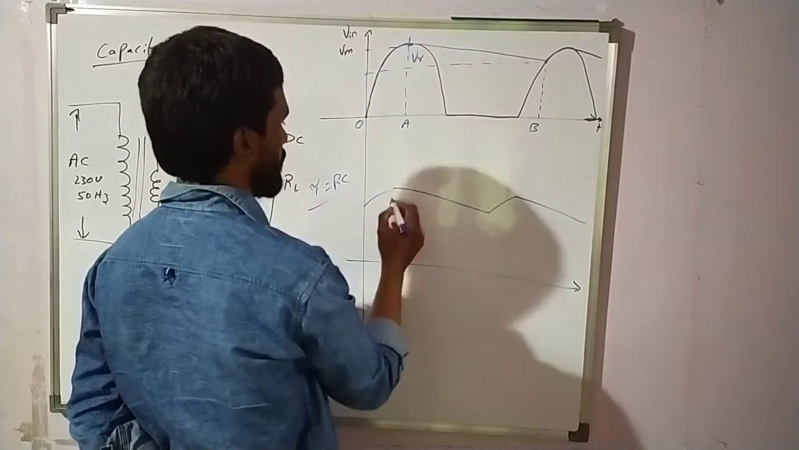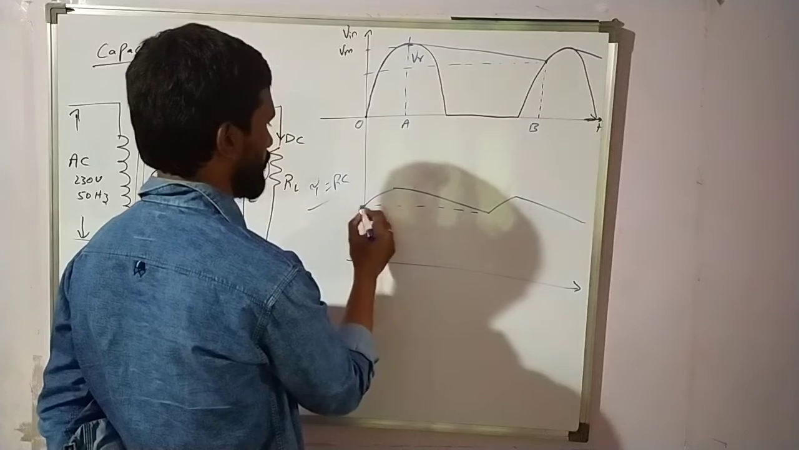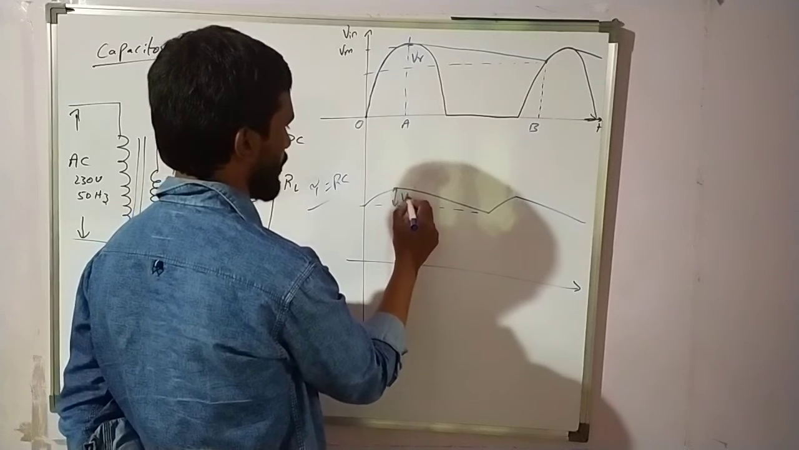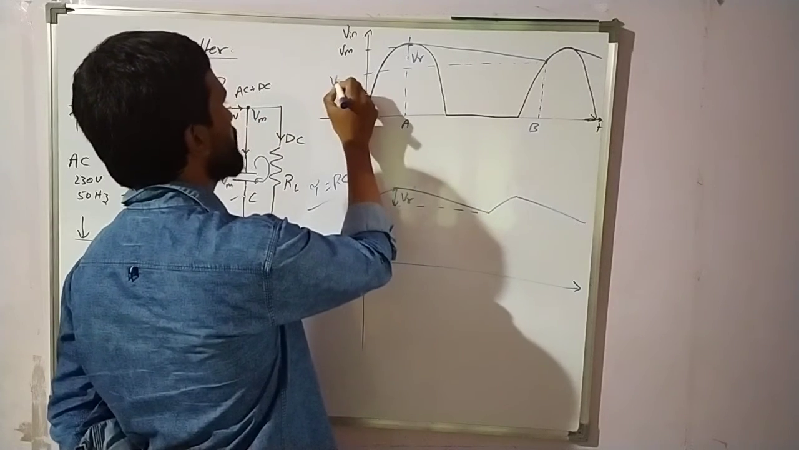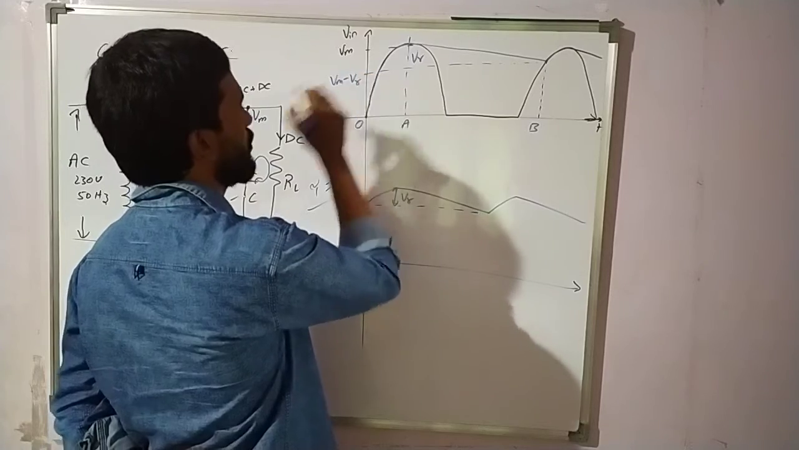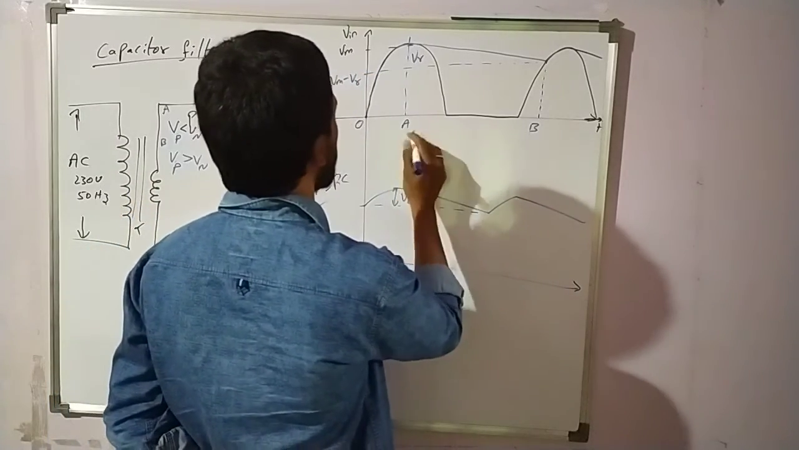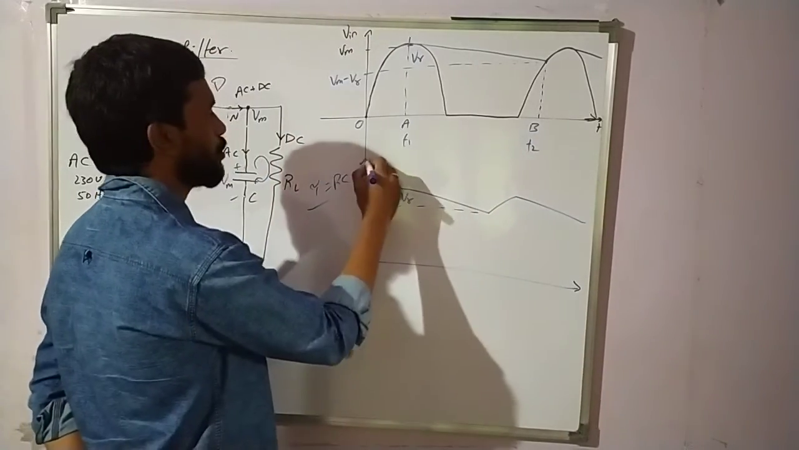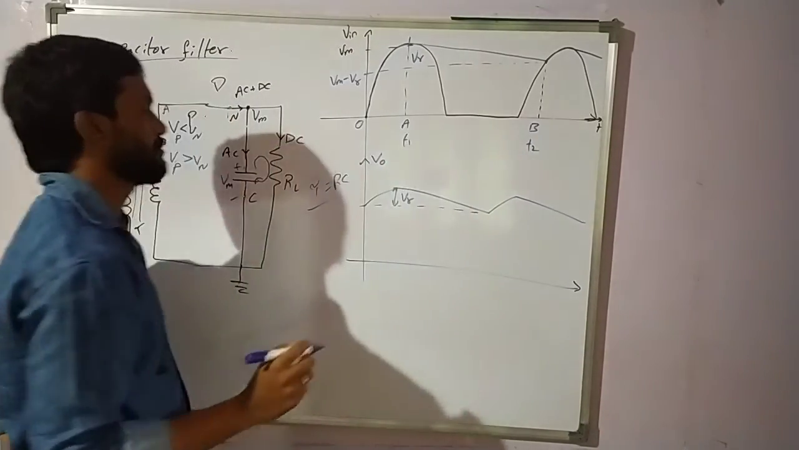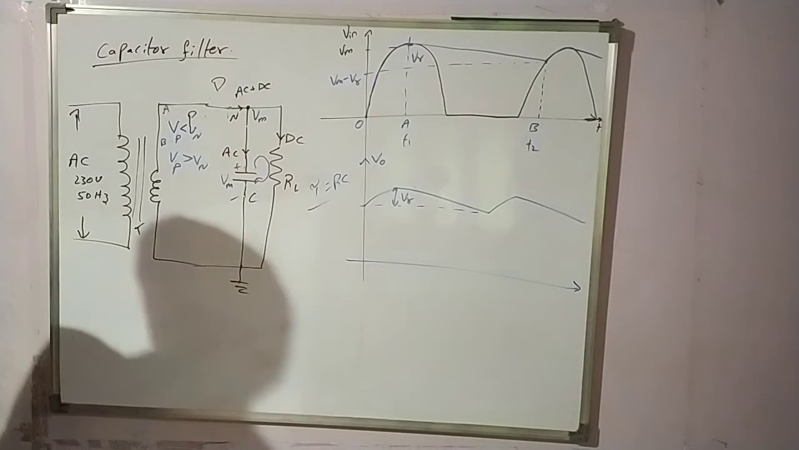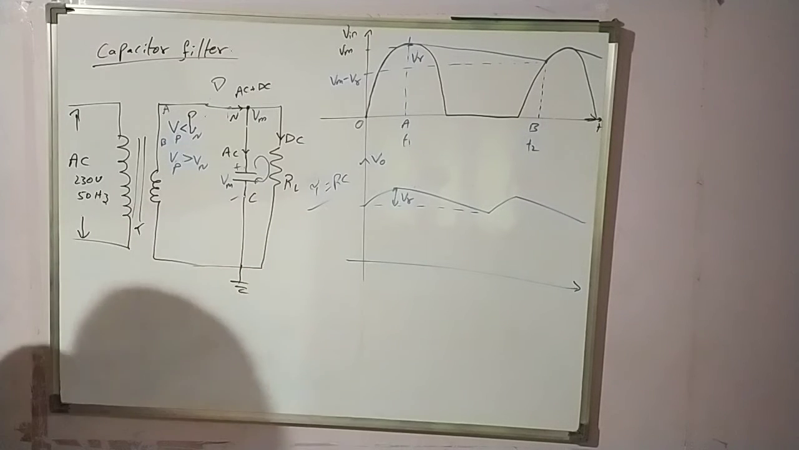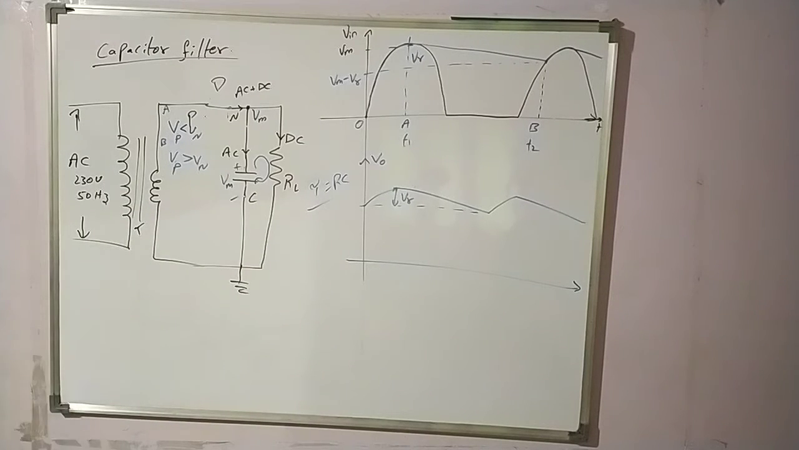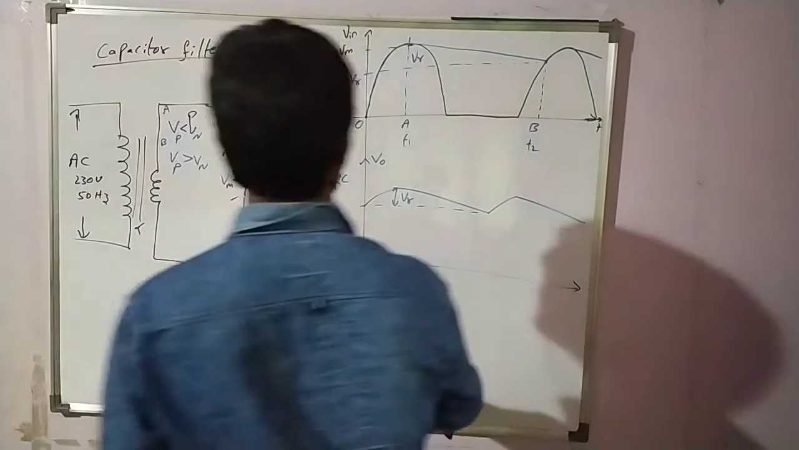This is VR. From peak to peak, there is a triangular waveform. This peak to peak is VR. So this point is Vm minus VR. This is the time, let it be T1. This is the time, let it be T2. Now this is the output across the capacitor. Please note down. Now we will derive the ripple factor of it. Let's derive.